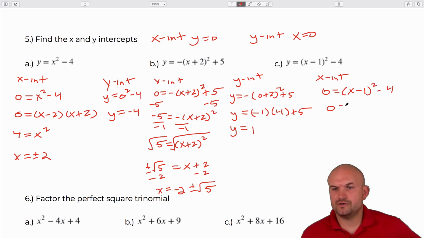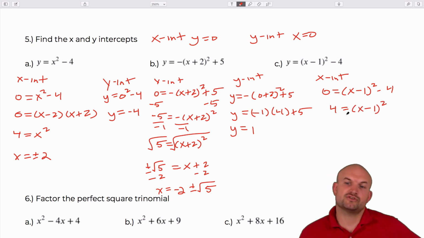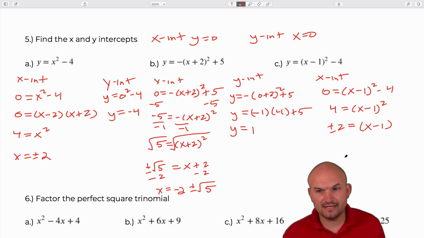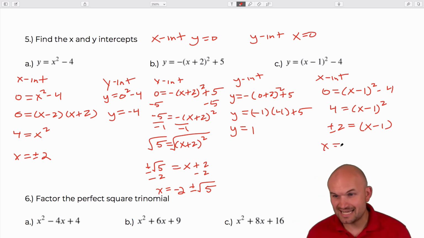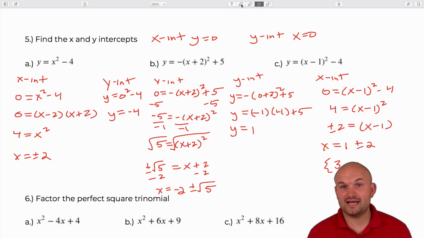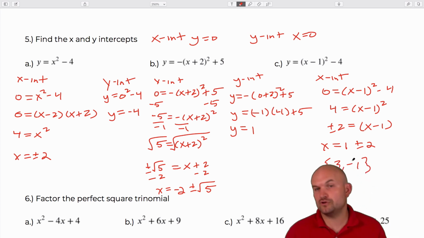All right, so let's just go ahead and work this out. Let's add the 4 to the other side. So we have a positive 4 is equal to x minus 1 squared. Let's square root. That's going to be plus or minus 2 equals x minus 1. And then let's add a 1 to the other side. So basically this is going to look like this. X is equal to 1 plus or minus 2. So 1 plus 2 is 3. 1 minus 2 is negative 1.